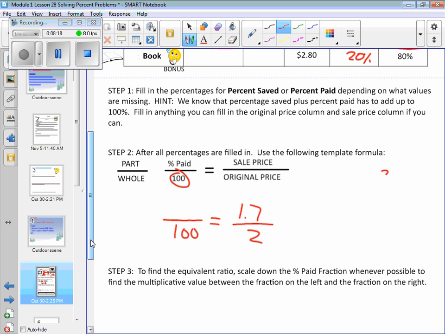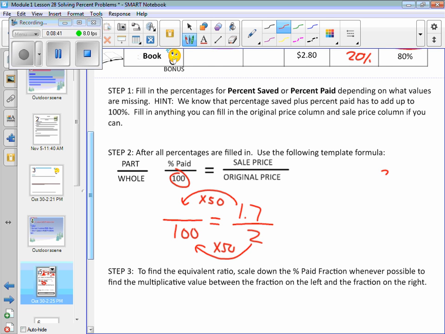Where's the connection? What do you have to multiply by, or divide by if you're going this way? You have to multiply by 50. Right. Therefore, if you take your 1.7 and multiply that by 50, you get 85%.